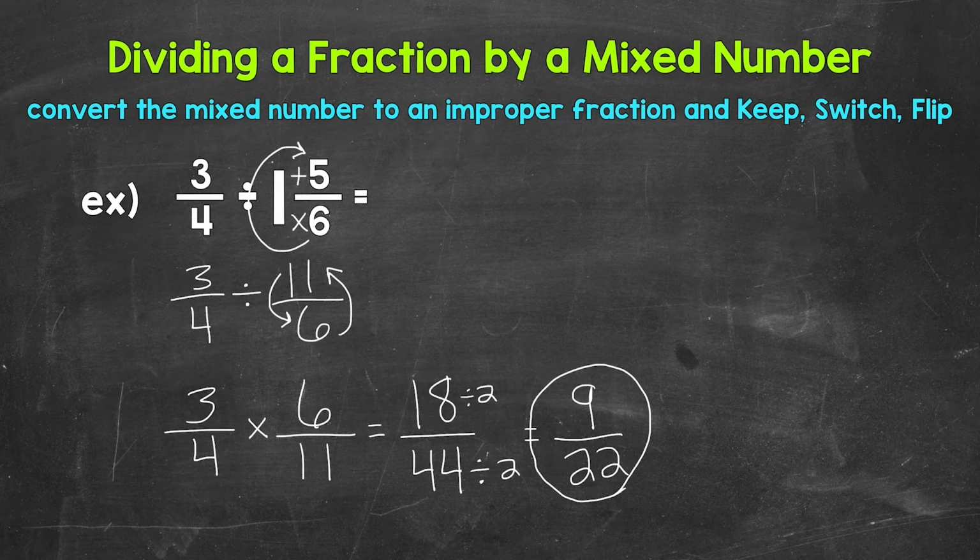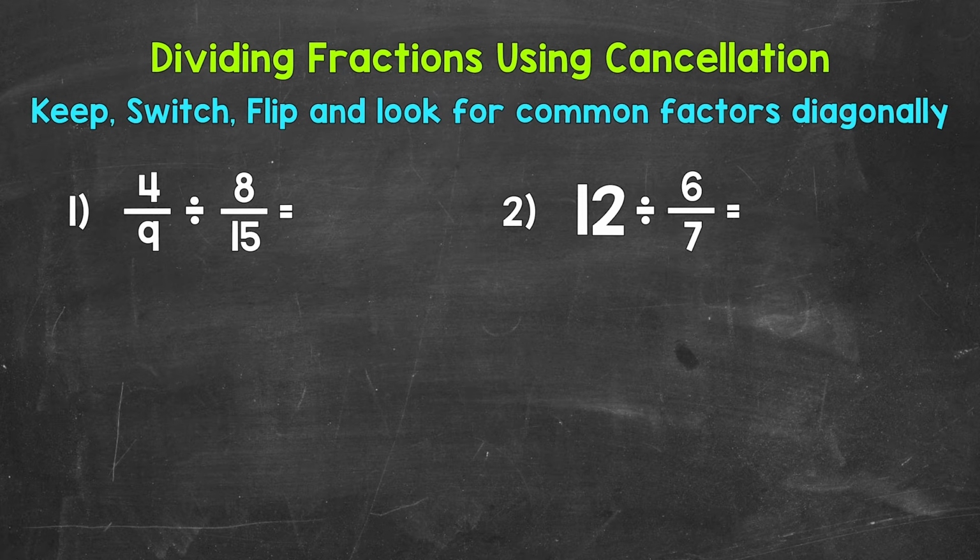So there's how to divide a fraction by a mixed number. Let's move on to using cross-cancellation when we have a division problem involving fractions. Cancellation gives us smaller numbers in value to work with and easier numbers to work with. This is a way to simplify the problem before multiplying. And remember, when we have a division problem involving fractions, we end up multiplying.